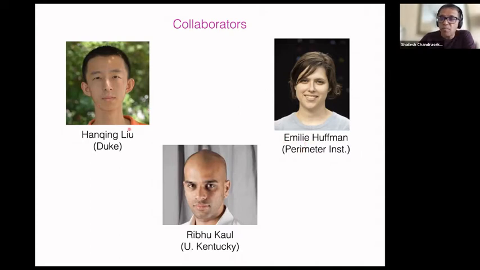So Hanqing did most of the analytic calculations and some numerical work, which I will not be able to talk about here, in the Meron cluster approach. But Emily was sort of the powerhouse to do all the fermion bag calculations. And of course, many of you may know Ribhu Kaul, who is a well-known condensed matter theorist. And I think his insights into this project, especially this notion of spin charge flip symmetry, have been very important and in fact lead to many of the things that I'm going to talk about.